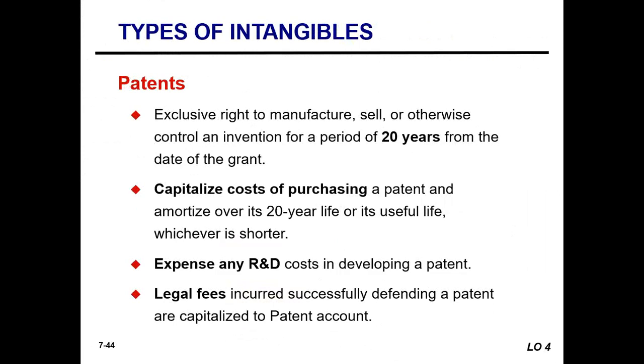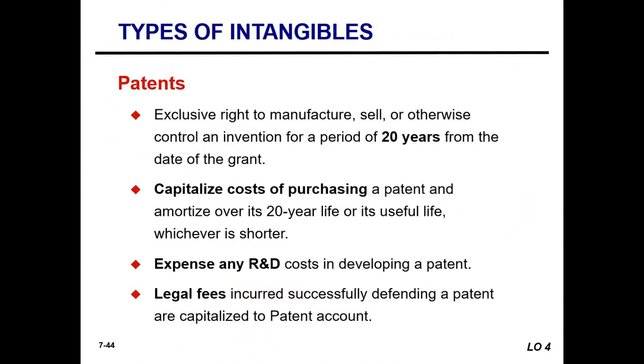There we go. All right, patents. Exclusive right to something for 20 years. You capitalize, remember what that means, capitalization. We're not expensing it, we're placing it on the balance sheet as a long-lived asset. You capitalize the cost of either purchasing or getting the patent and amortize it over 20 years or, and this is important, its useful life, whichever is shorter.